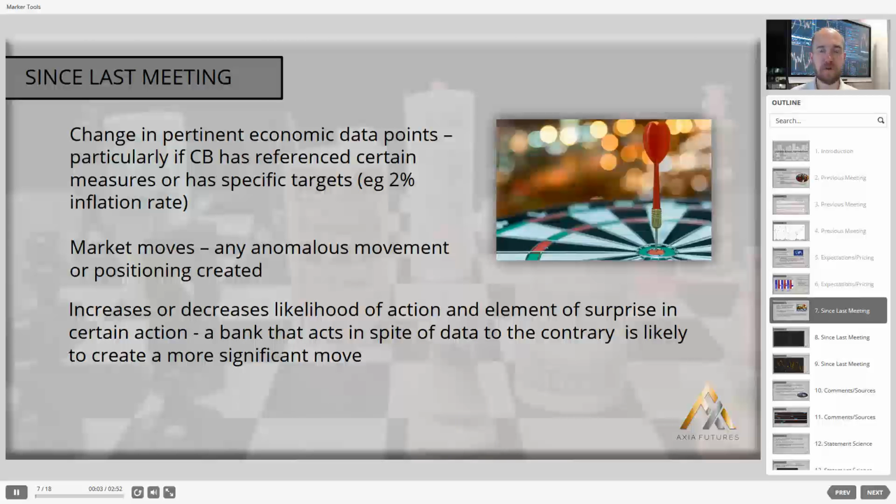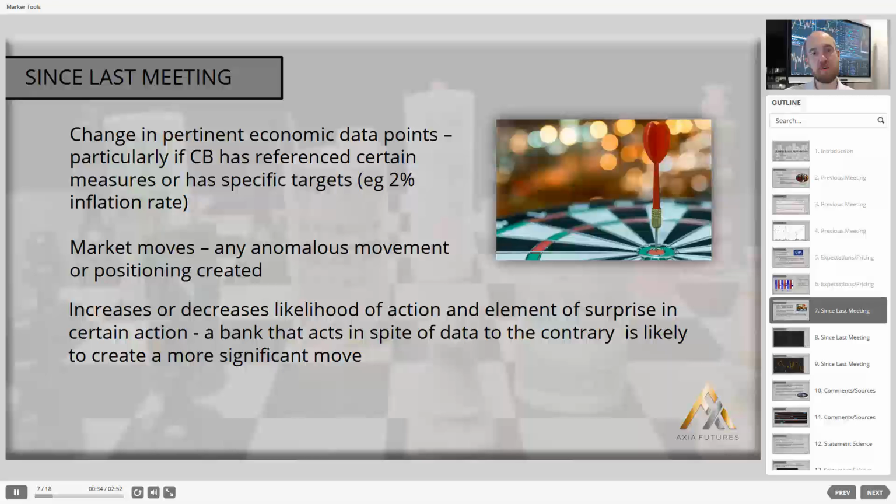Next up, we take a slightly more qualitative view of what's happened since the last meeting. Firstly, we're going to look at changes in pertinent economic data points. Now, the reason for this is some central banks are data dependent. By this, I mean that they will state that we will not move until unemployment, for example, falls below a certain rate, or you know that a central bank's mandate is for inflation at 2%.